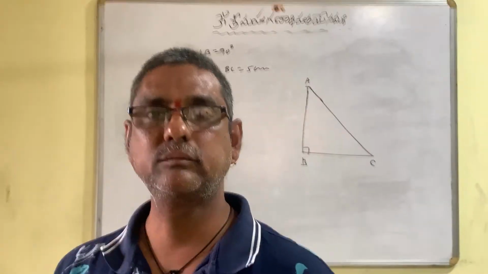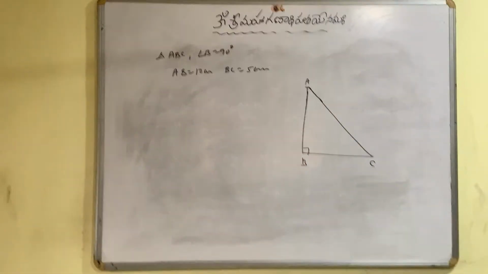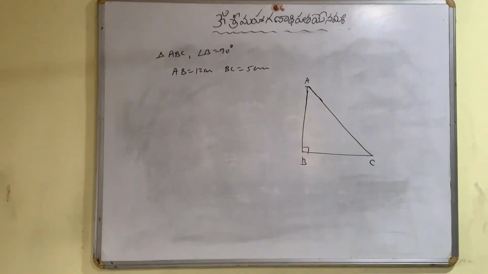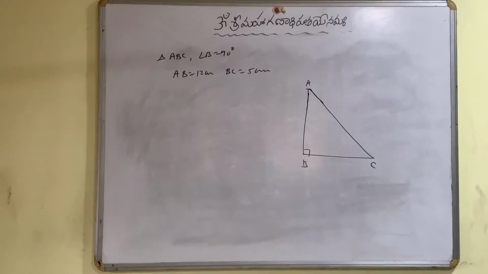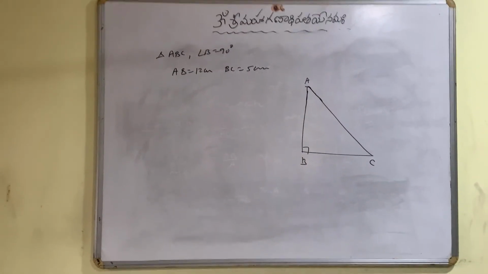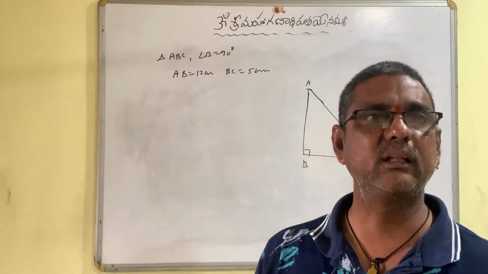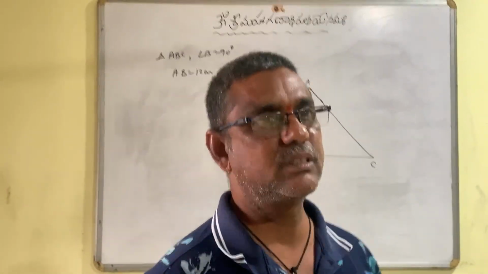This is the question. There is a triangle ABC, right angled at B. AB is given 12 centimeters, BC is given 5 centimeters. We have to find out AC, the third side, and we need to write all the trigonometric ratios. This is the first basic question.